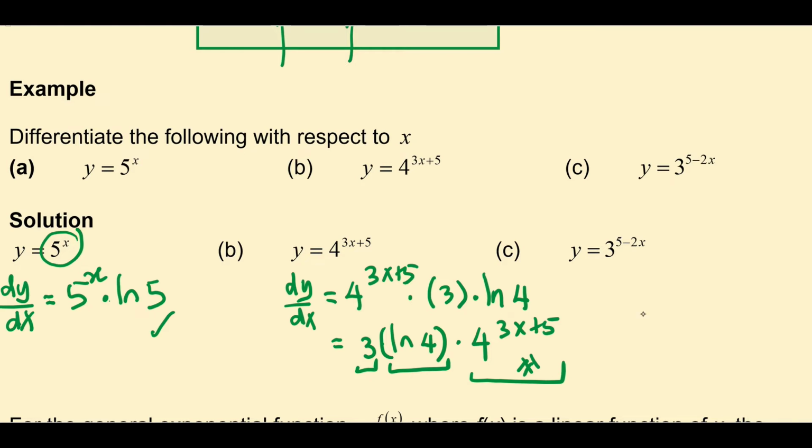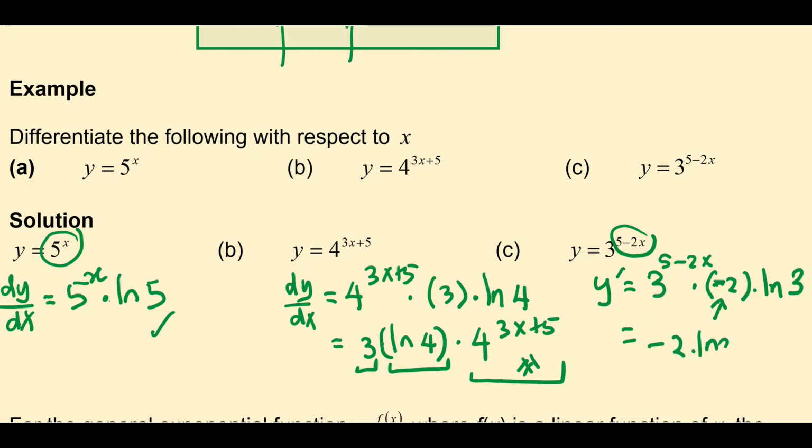What about C? y equals 3 to the power of 5 minus 2x. So y' or dy/dx equals, you need to copy the exponential function, 3 to the power of 5 minus 2x. Then you need to differentiate 5 minus 2x. The answer is negative 2. Then you need to multiply with ln 3. I will bring negative 2 in front. So the answer is negative 2 ln 3 multiplied with 3 to the power of 5 minus 2x.